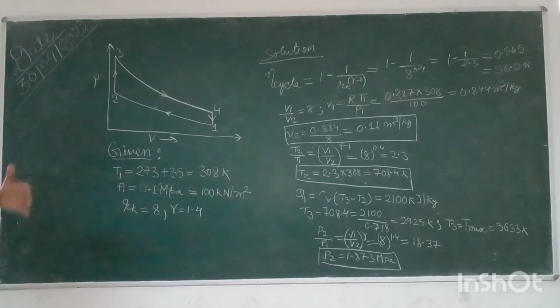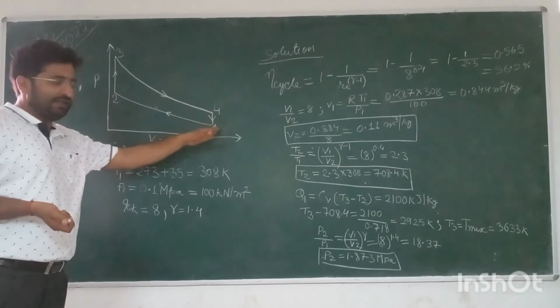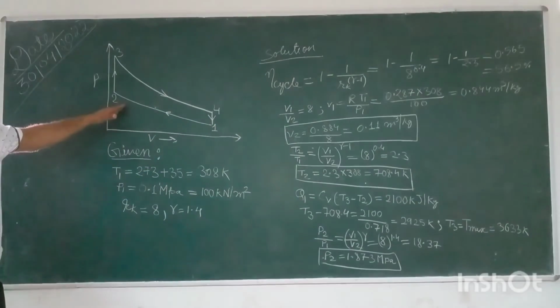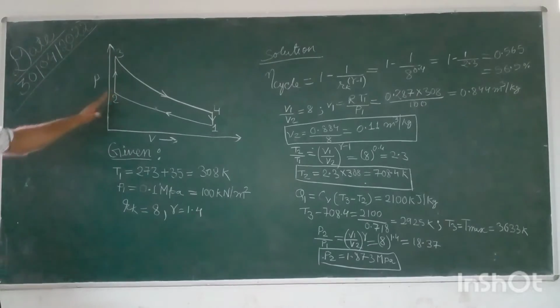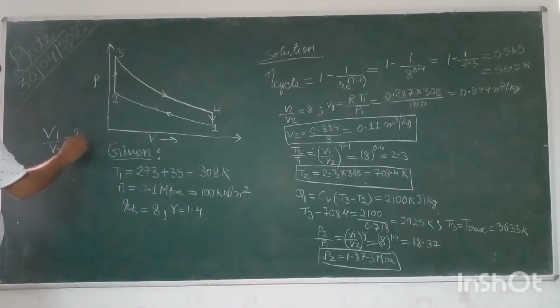Compression ratio is nothing but the ratio of the volume at the inlet of the compression to the volume at the outlet of the compression. Meaning to say, it's simply V1 by V2 is equal to rk.